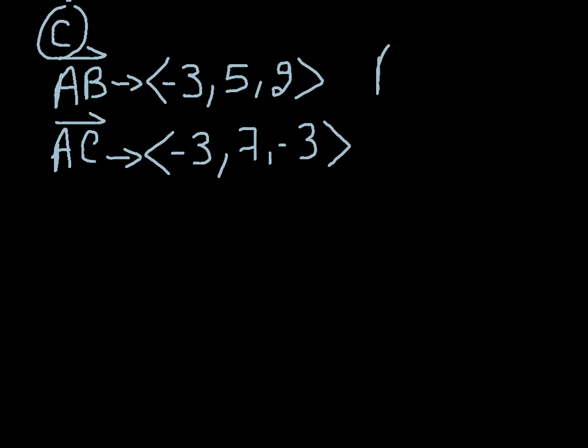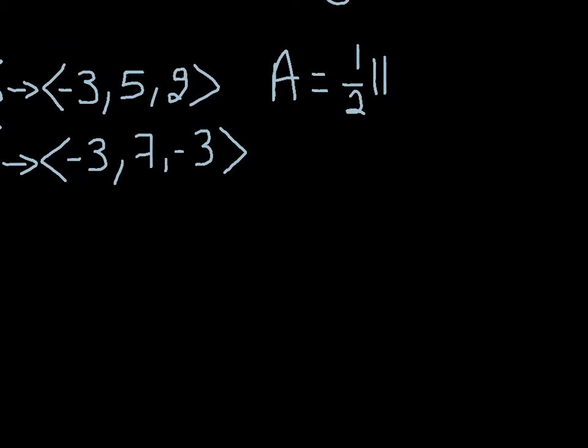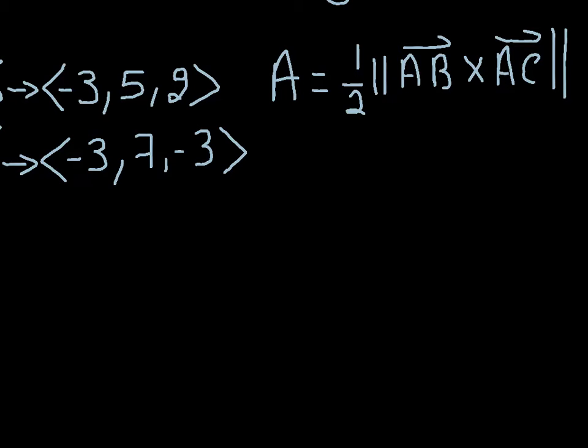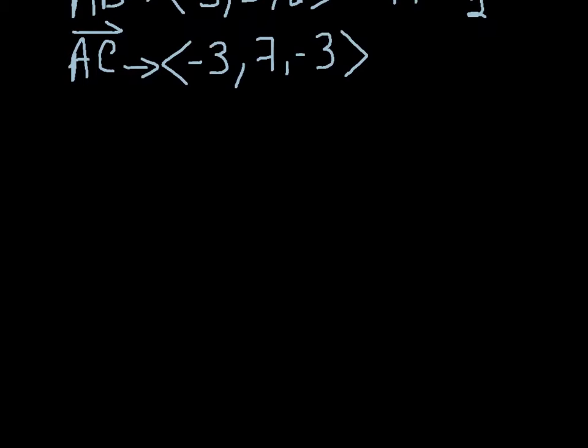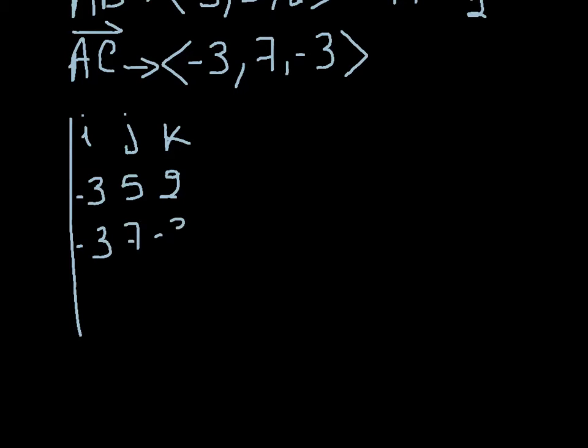The area of the triangle is 1/2 the magnitude of the cross product of these 2 adjacent vectors, AB cross AC. First we're going to find the cross product, then find the magnitude and multiply it by 1/2. So here is the cross product. The first row is i, j, k. The second row is vector AB: negative 3, 5, and 2. The last row is negative 3, 7, and negative 3.